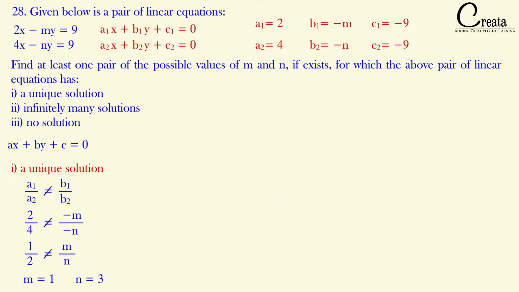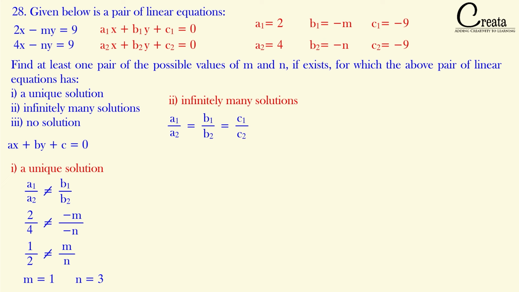The first portion we have done. Let's go to the second case. Here the condition is infinitely many solutions. That is, the two lines are intersecting at many points. That can only be possible if the two lines are overlapping with each other. That is, they are coinciding with each other. And what is the condition of two overlapping lines? It is a1 upon a2 is equal to b1 upon b2 is equal to c1 upon c2.